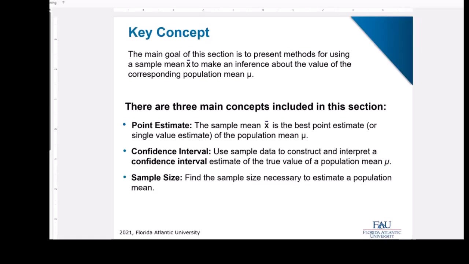In this section, there are three main concepts. The point estimate. Point estimate is always going to be the sample mean. Use sample data to construct and interpret a confidence interval estimate of the true value of the population mean. And we're also going to find sample size, meaning that given some information, we want to find how many people we have to sample to get an estimate of the population mean.